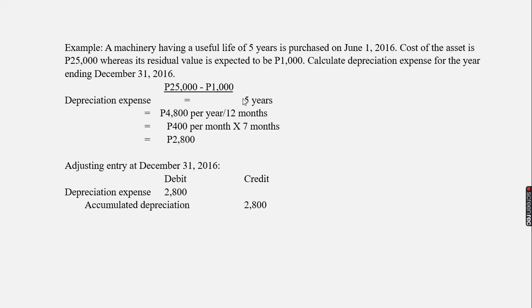I-multiply natin siya ng 7 months. May 2,800 na depreciation expense yung machinery na binili mo noong June 1, 2016. Okay? 2,800. So, ang adjusting entry mo sa December 31, 2016, ang depreciation expense mo is 2,800 and accumulated depreciation is 2,800.